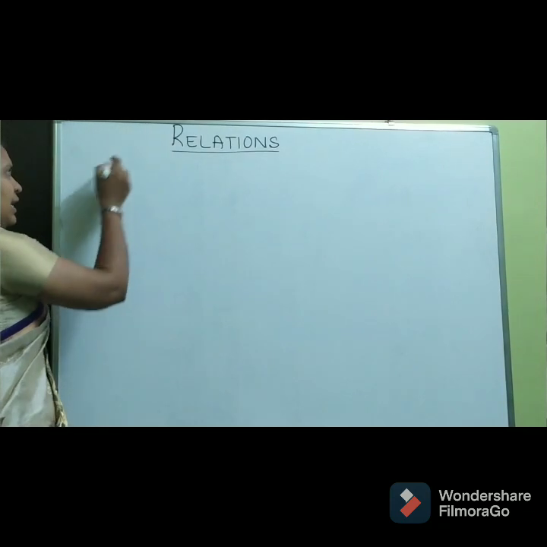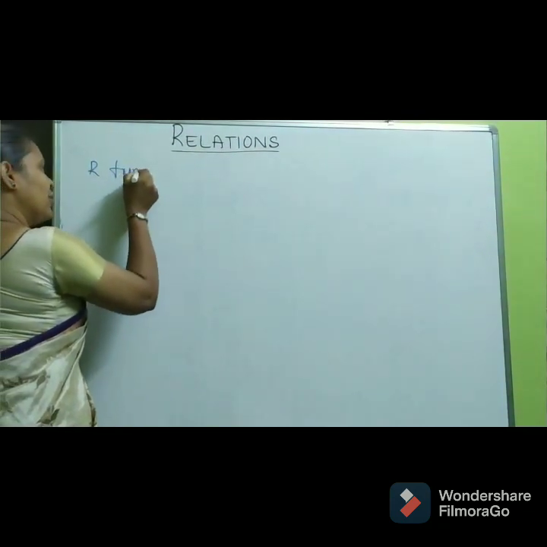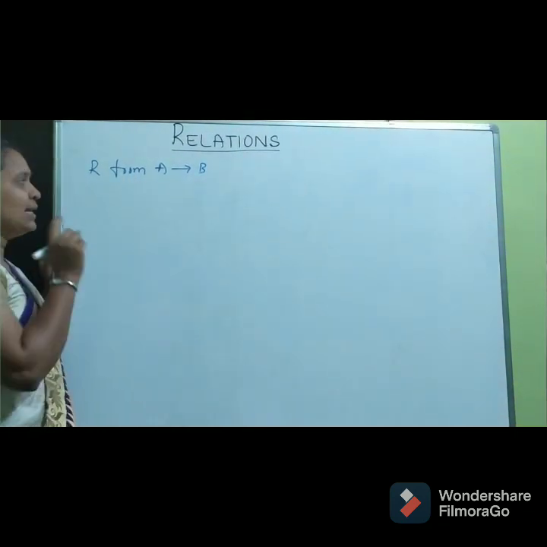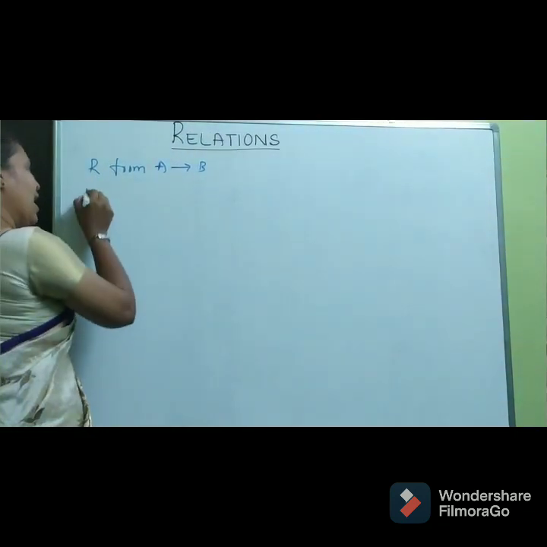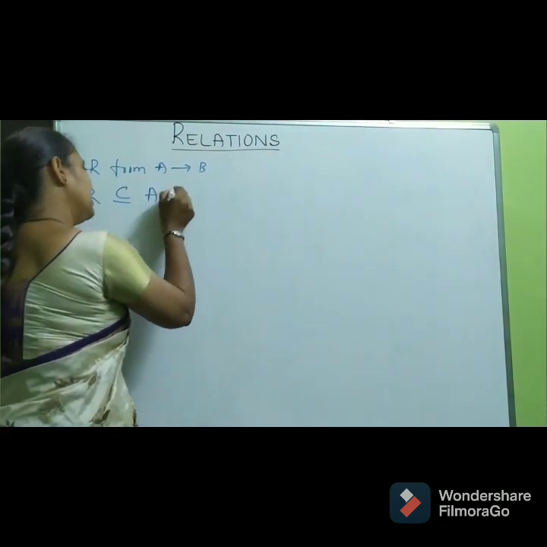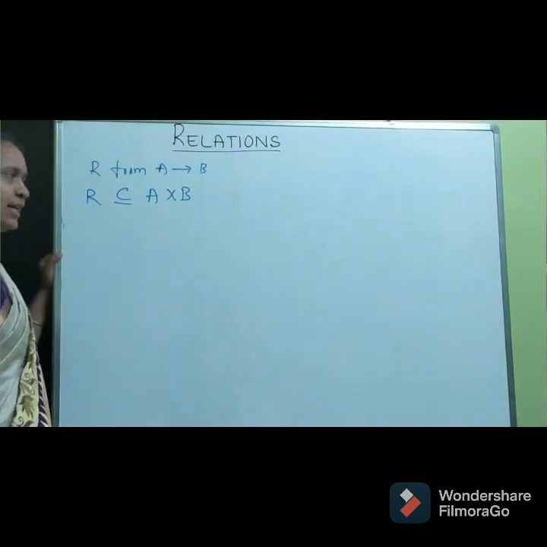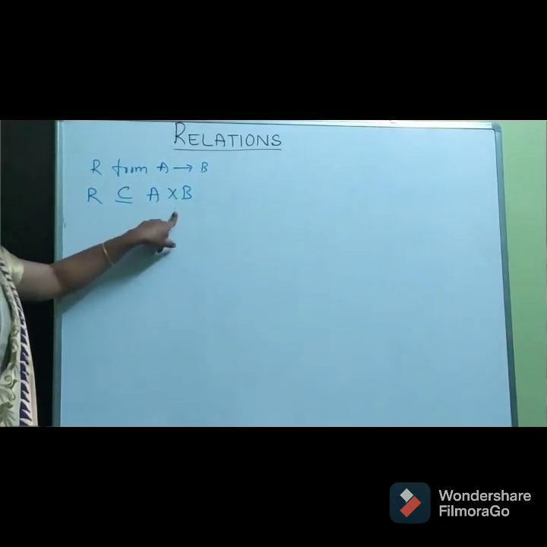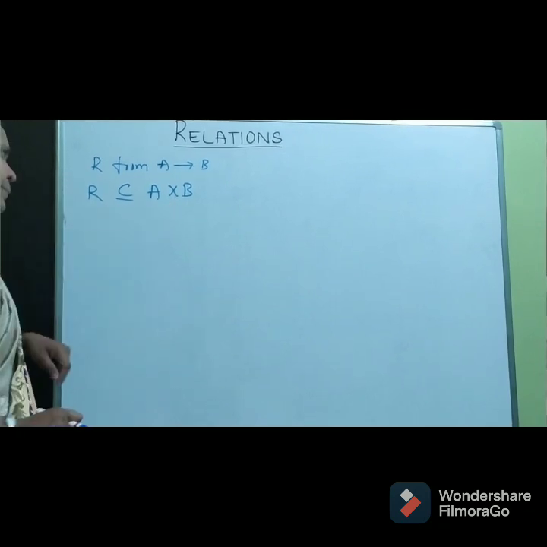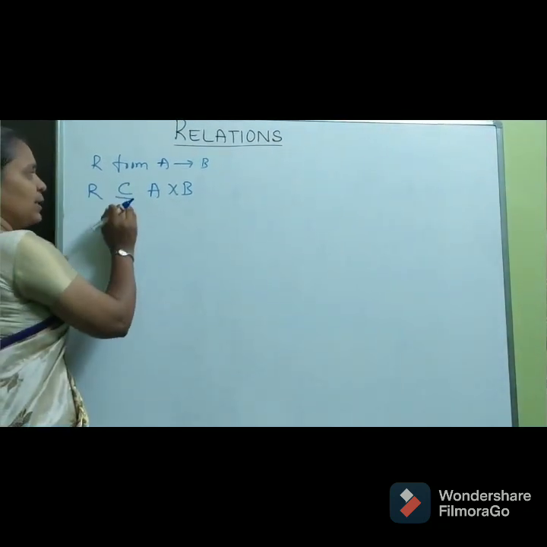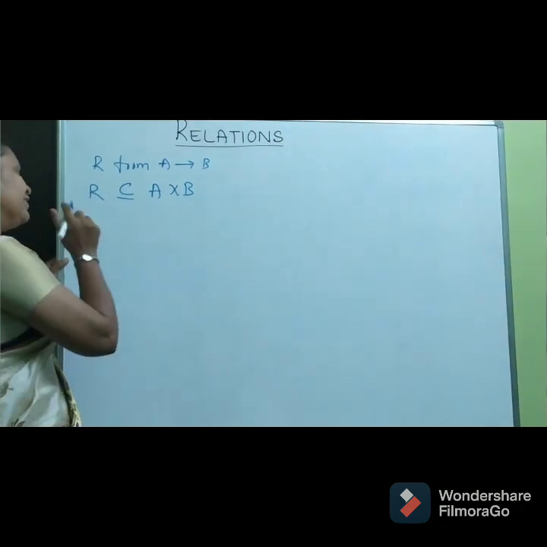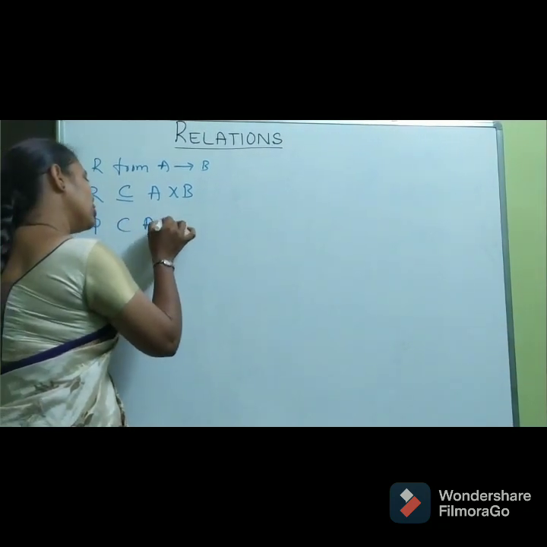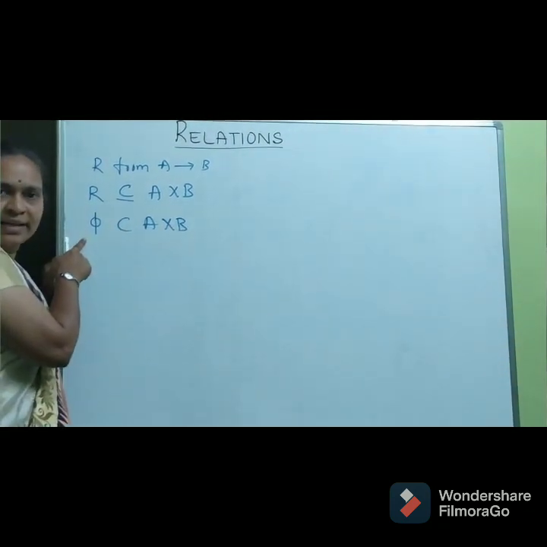Relations. A relation R from A to B is defined as R is a subset of A cross B. Now you clearly know what A cross B means; it's a Cartesian product. So if R is a subset of A cross B, then definitely the null set is a subset of every set, so the null set is a subset of A cross B. Definitely it becomes a relation.